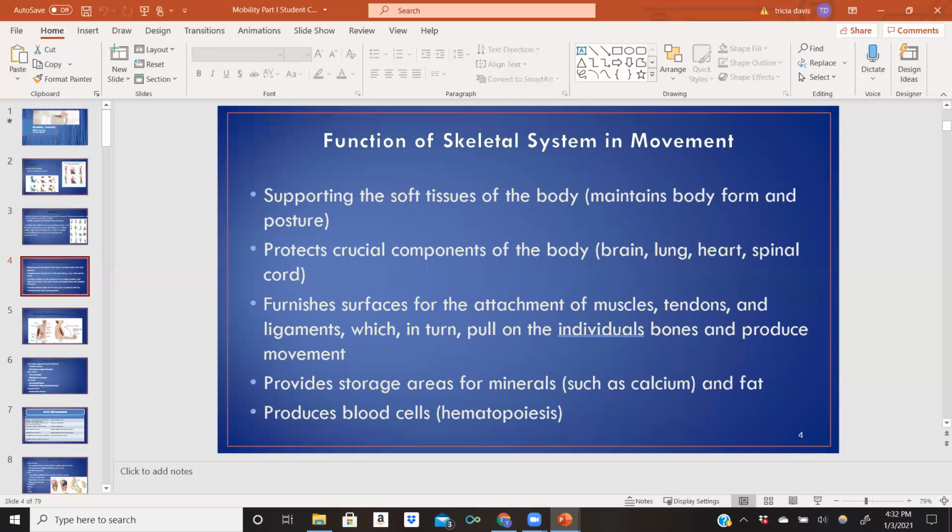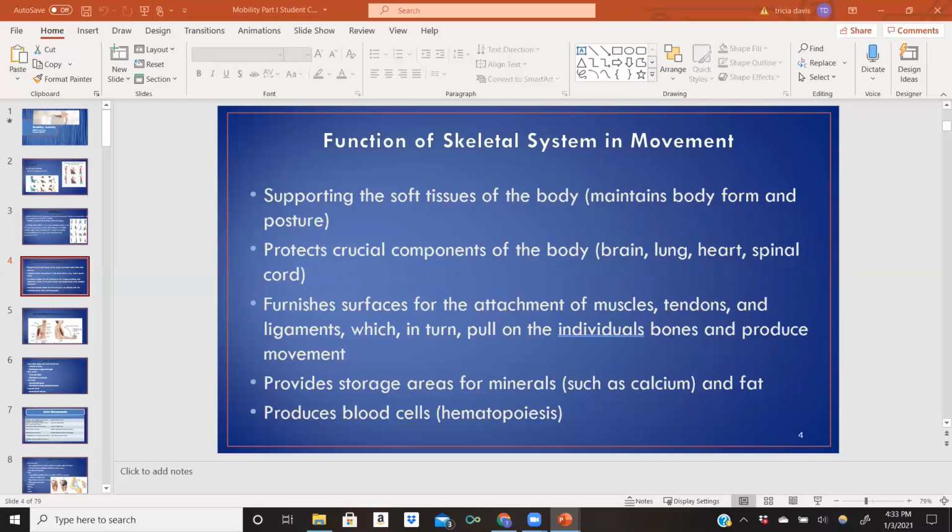All right, so the function of the musculoskeletal system in movement. The framework of bones, the joints between them, the cartilage that protects our organs and allows us to move is called the skeletal system. This is kind of just like a little review from your A&P. Functions of this system include supporting the soft tissues of the body. This helps us to maintain body form and our posture. It protects crucial components of the body, such as our brain, our lungs, our heart, even our spinal cord.